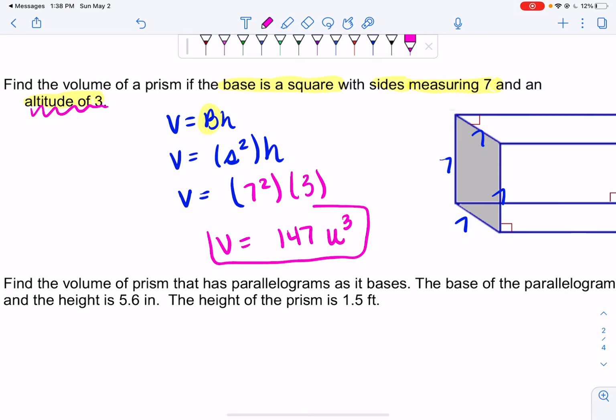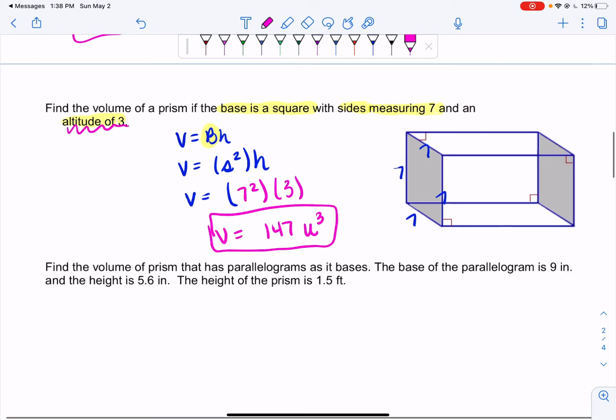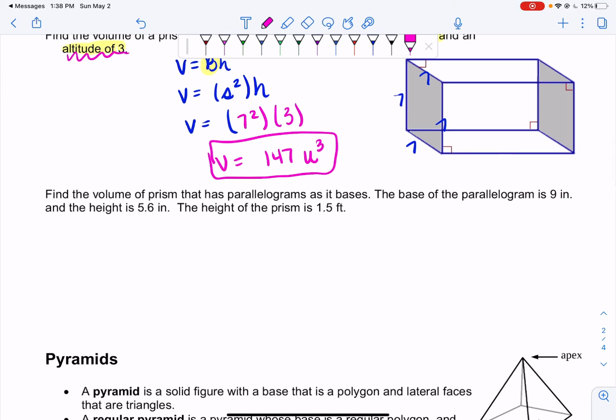The reason why I say units cubed is because volume is measured in units cubed. Number 2, find the volume of a prism that has parallelograms as its bases. The base of a parallelogram is 9 and the height is 5.6. The height of the prism is 1.5 feet.